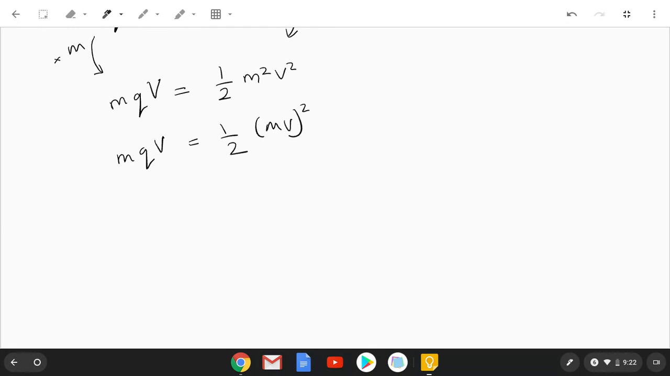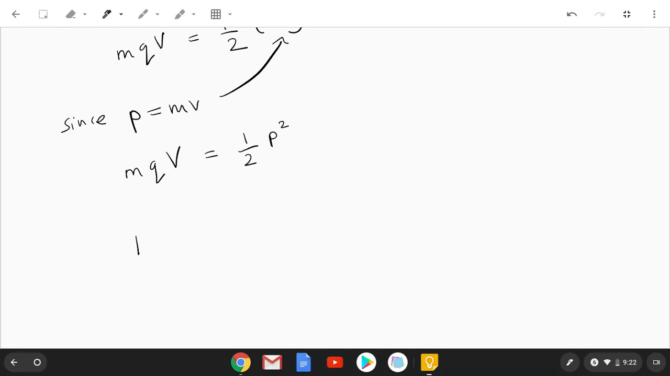We know that momentum p is equal to mv. And now I'm going to substitute that into this equation here. And what we end up with is mqV equals a half momentum squared. Okay, now I'm going to rearrange to get momentum equals. So the momentum equals the square root of 2mqV. Okay, now when we go and look at de Broglie's wavelength, it is Planck constant divided by p.